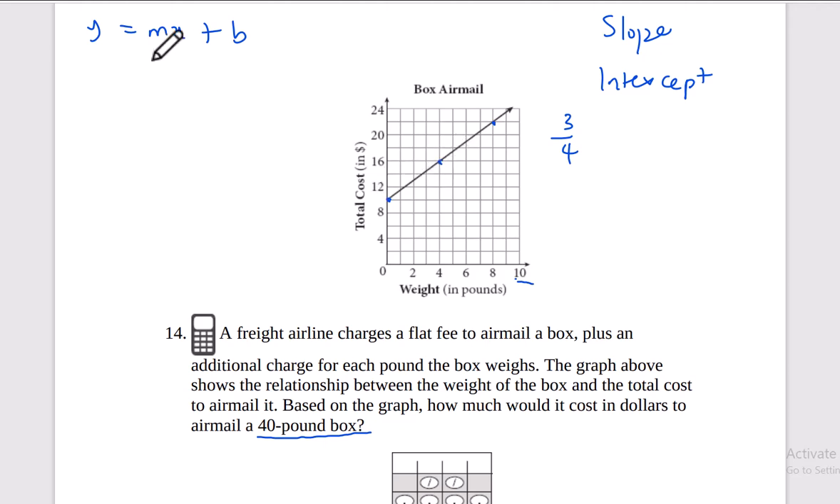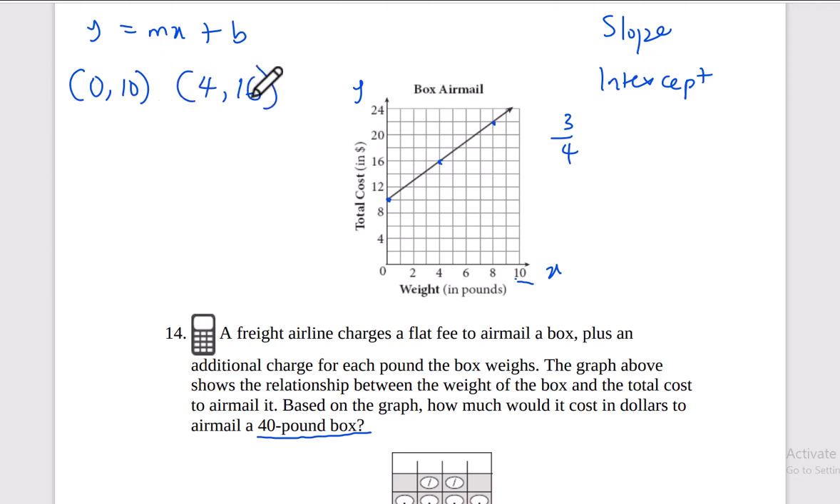For this first point, it's in twos: 2, 4, 6, 8, 10. When x is 0, because this is the y-axis, y is 10. So 0, 10. Let's pick another point, which is here. Remember this is our x and this is our y. When x is 4, y is 16. So 4, 16.